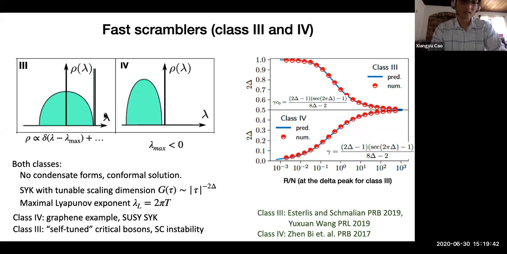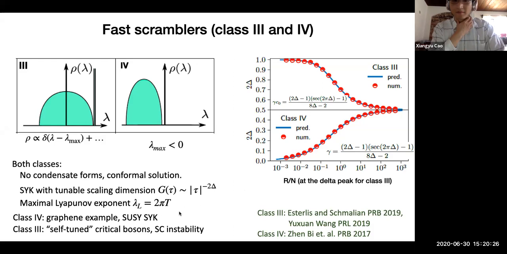Here it's impossible. Here in class 3, you have so much frustration, you don't know where to go, and you have conformal solutions in both cases, and the scaling dimension of the fermion will be tunable as a function of the rank over the number of fermions. So you can have any number between 0 and 0.5. It's a bit like the SYK-Q model for those of you who know what it is. And for all of these, you also have a maximal Lyapunov exponent saturating the low energy bound, lambda L equal to 2 pi T.